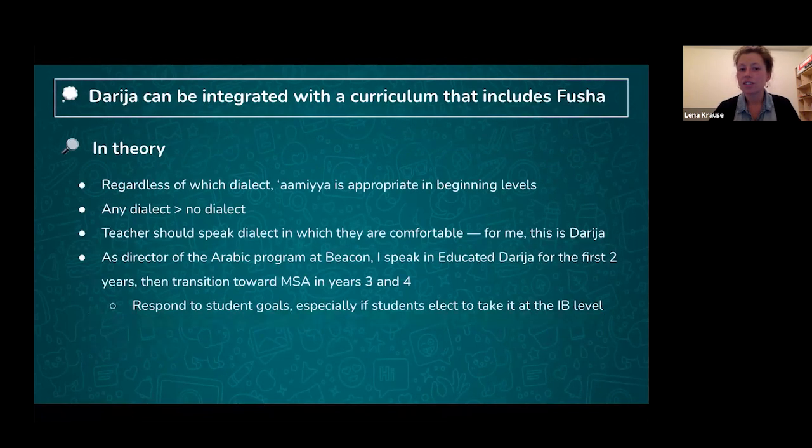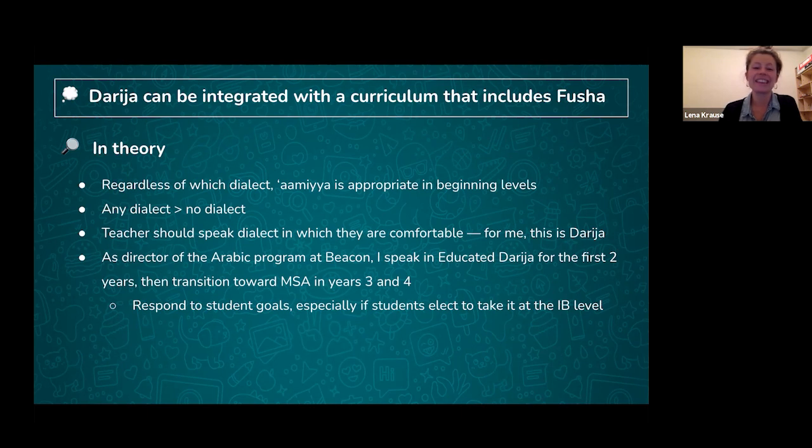So to start with the first point, that Darija can be included with a curriculum that includes Fusha, before I even touch online learning, I just want to start here. And a little bit of the theory that I've come across in reading and a lot of conversations with colleagues over the past few years is that regardless of what dialect is taught, Amiya is what's appropriate in the beginning levels. Your Arabic 1 student doesn't need to know about the United Nations as much as they need to know how to go to the souk, you know?